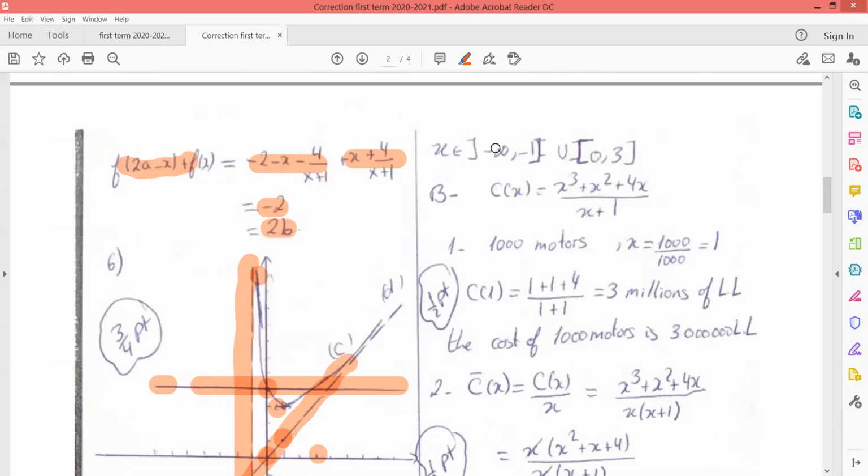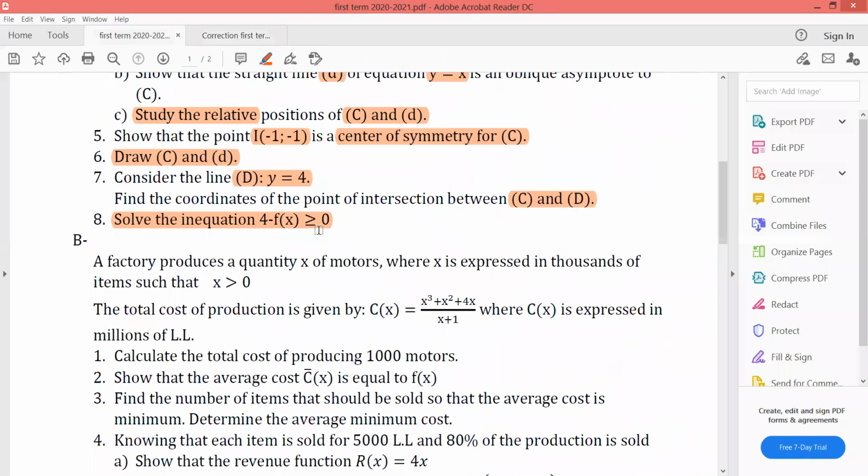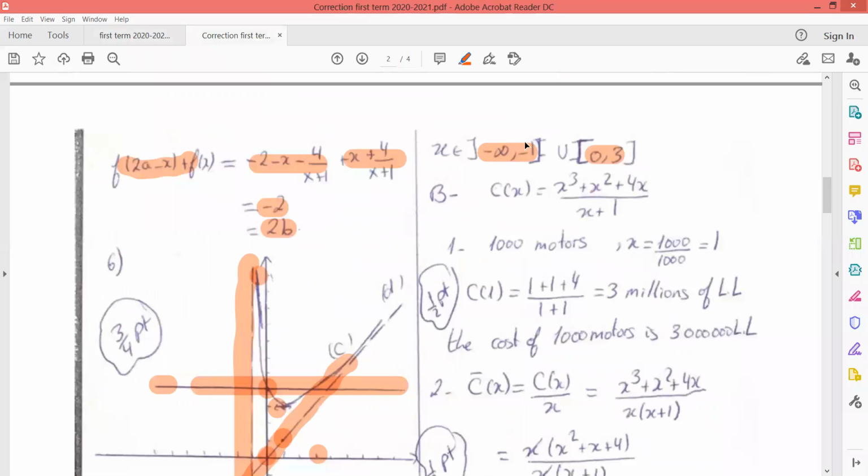Minus infinity, it is open, sure. Minus 1, it is open. I close them at 0 because I need greater or equal. If there is no equal, they will be open at 0 and 3, but since we have equal, we close the interval at 0 and 3.